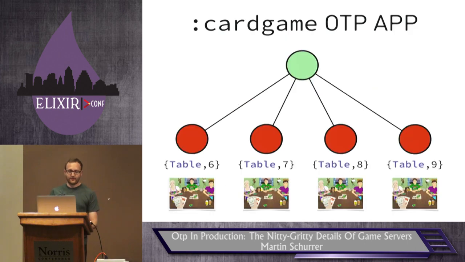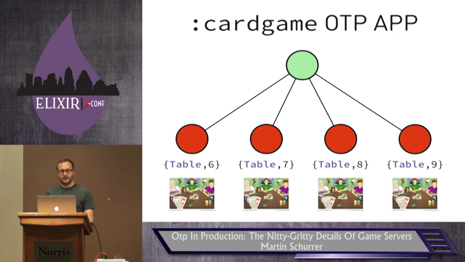And let's look at the card game OTP app. What the Erlang VM does when it starts it is it starts a supervisor. Like in the Learn You Some Erlang for Great Good book, I'm also using the same green for supervisors always. So this is the top supervisor process. It gets started by the VM. And it's a simple one-for-one supervisor, which means you can just tell it to start me a new child with some arguments.